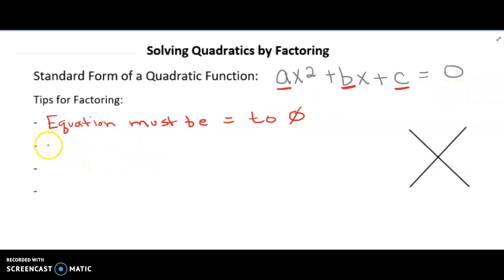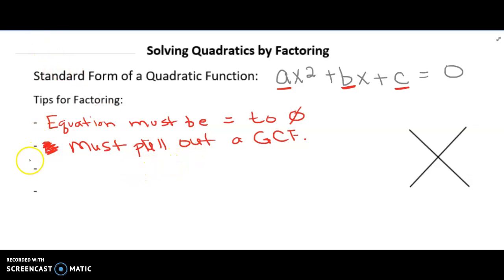The second one is before we factor, we must pull out a GCF, or a greatest common factor. Before we factor using the box method, which is the way I'm going to show you, we have to pull out a GCF. And we'll have examples of each one of these, so hopefully it'll make more sense if you're confused.